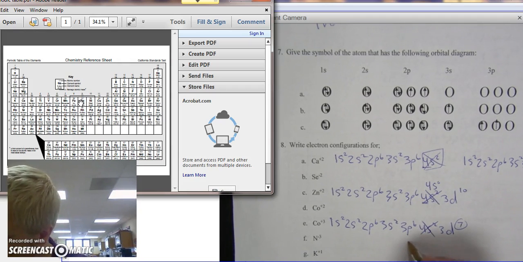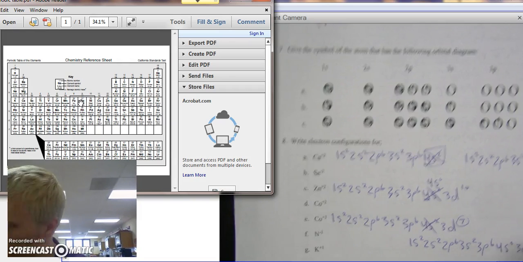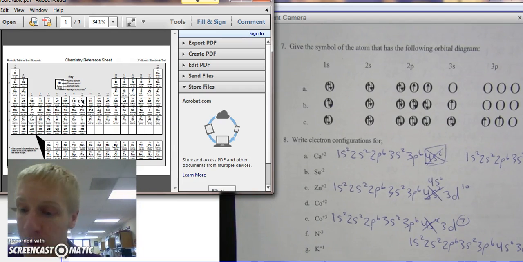So if we rewrote it, it'd be 1s2, 2s2, 2p6, 3s2, 3p6, 4s0, 3d6, or you can omit the 4s0.